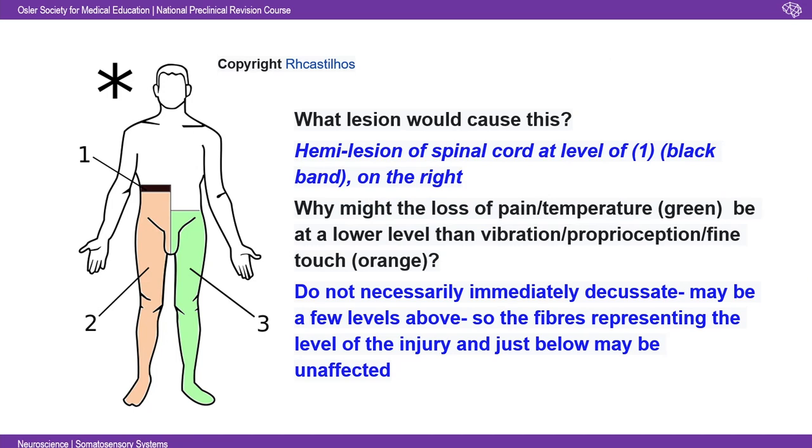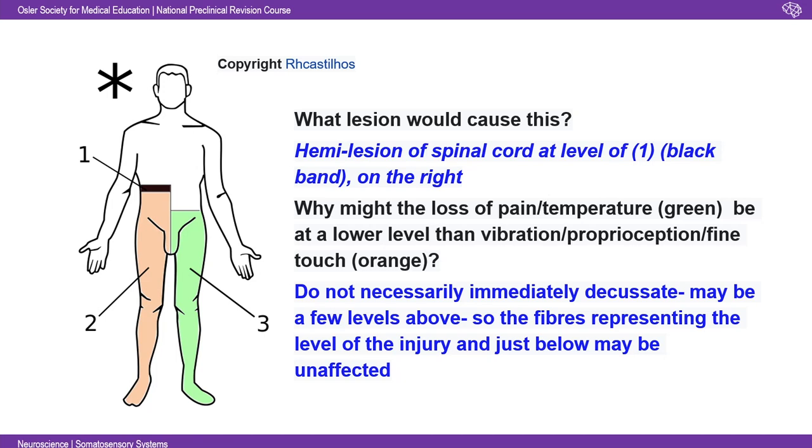A hemilesion on the right, around the level of the black band. If you remember, in the black band they had total loss of sensation and total paralysis. That's because both the upper motor neuron and the lower motor neuron are affected there, and also all the sensory fibers on that side, before they've had a chance to decussate or enter the ascending tracts, have been affected. And then exactly as you say, because it's the right-hand side, you're going to get the loss of the dorsal column function on the same side and loss of the anterolateral column function on the opposite side.